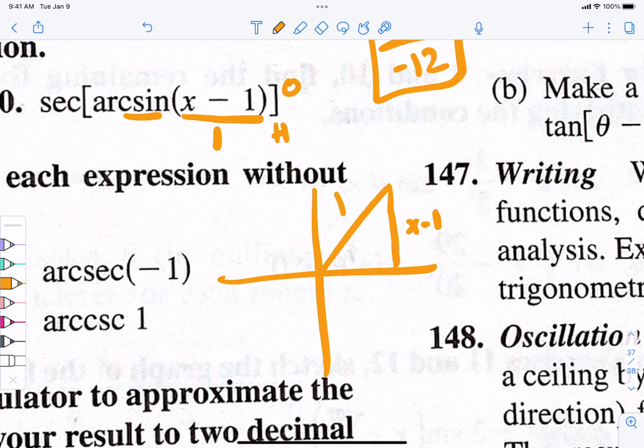What a dang mess. You can just plug in a squared plus b squared. So, yeah, we've got to figure out what this guy is.